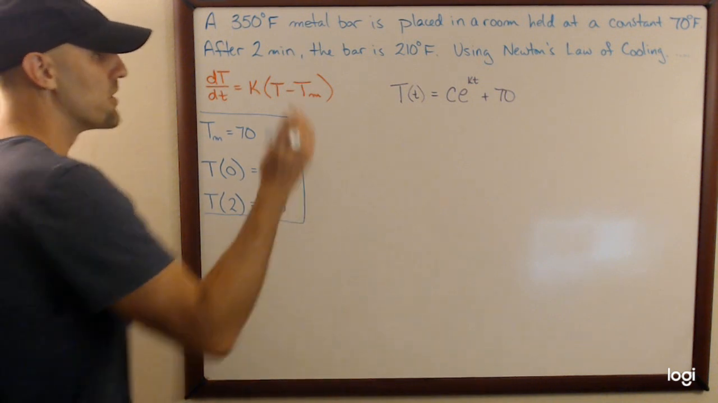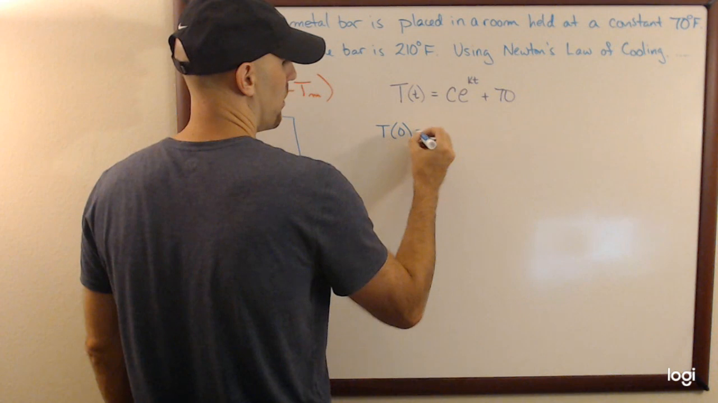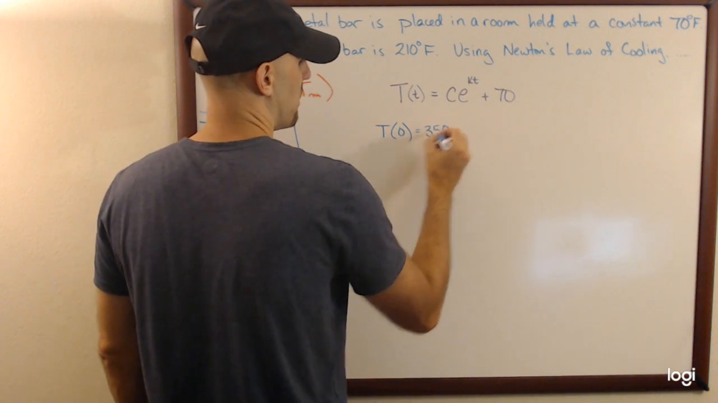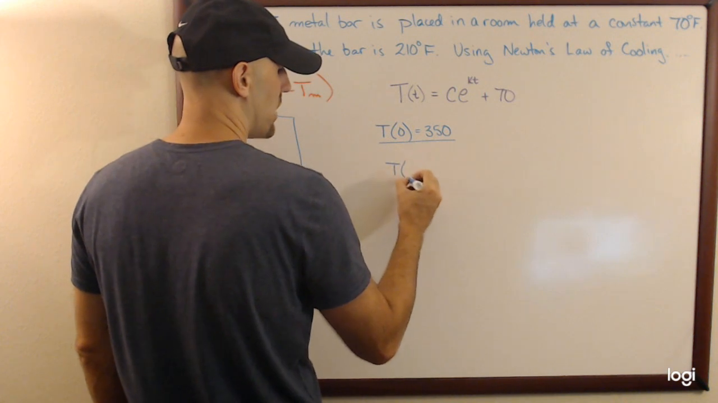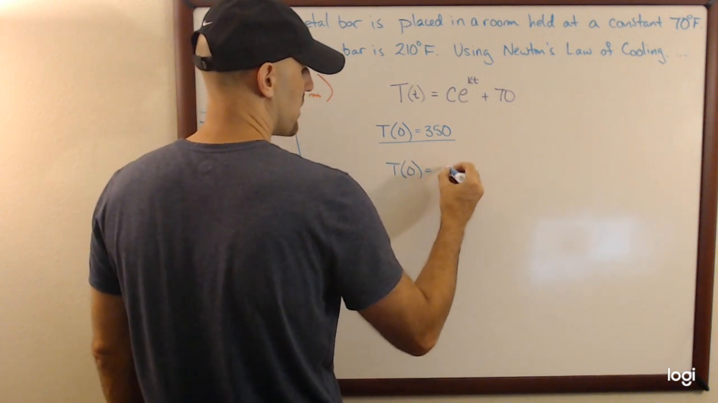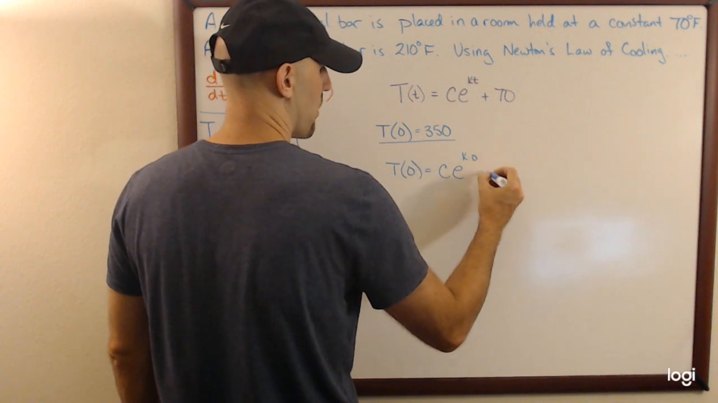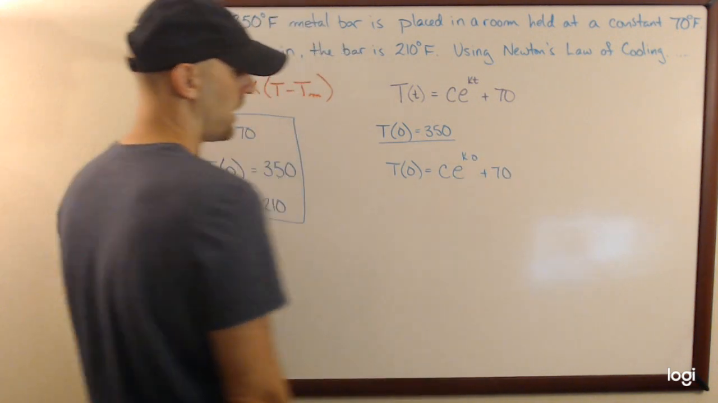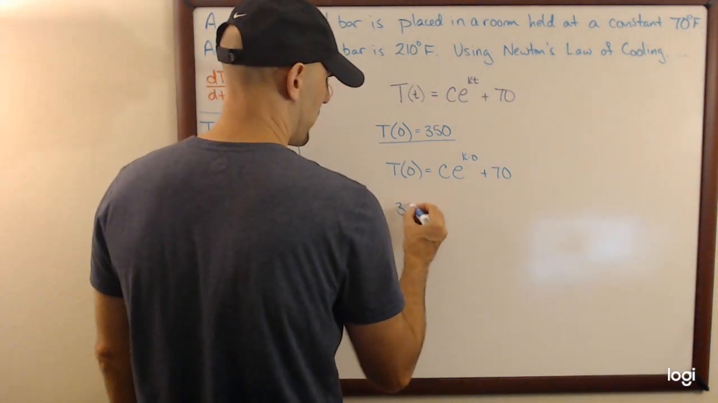What I have here is that I know that T of 0 is 350. Well, let's plug that in. So I plug in T of 0, that's c times e to the k times 0 plus 70. So T of 0, left-hand side, that's 350. I know that's right.